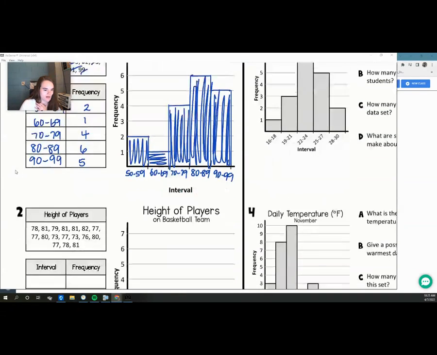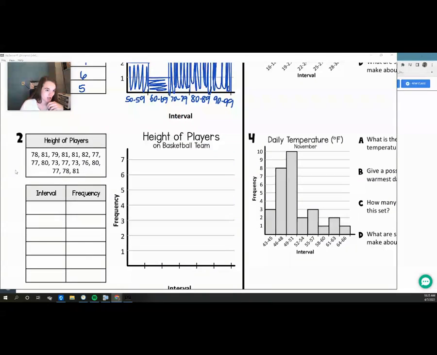All right, number 2, heights of players. I don't think we're going to want to go by 70s, 80s because they're all in the 70s or 80s. Our smallest number is 73, I think, and our biggest is 82. I'm going to start with the smallest number, 73, and I'm going to try to put just 2 numbers in each interval. I don't know if that'll work. We might have to erase and start over.